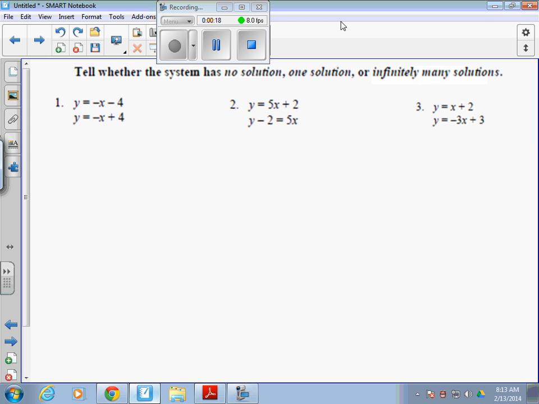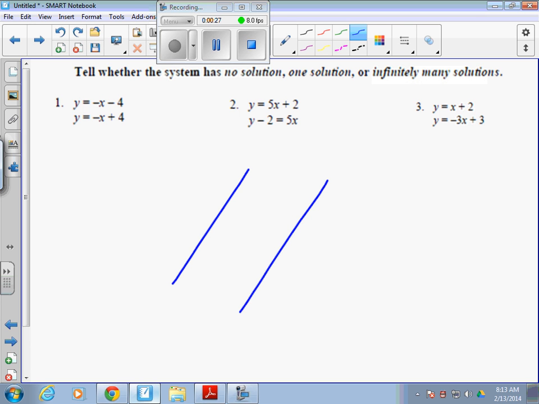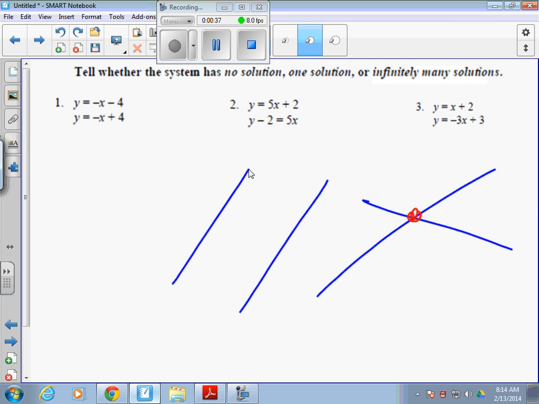Tell about these systems. We know that if they are parallel lines, there'll never be that point where they cross each other. So there'll never be that one point that the two equations have in common that makes the system correct. Therefore, if we identify two lines from the system as being parallel, there's no solution.